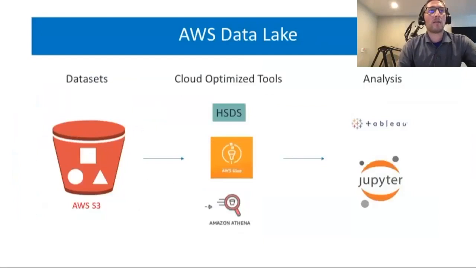So this is our current data lake. It's on AWS. It consists of data on S3 that is being hosted through their open data registry, and then a bunch of cloud optimized tools that we've developed. HSDS is our collaboration with the HDF Group. This is their cloud optimized solution for HDF5 formatted data. We're also using Amazon Athena and Glue to allow for serverless database architectures. And the idea here is that by having the data and the cloud optimized tools in the same location, we can then push analysis in the cloud.